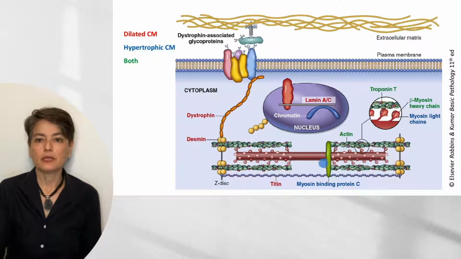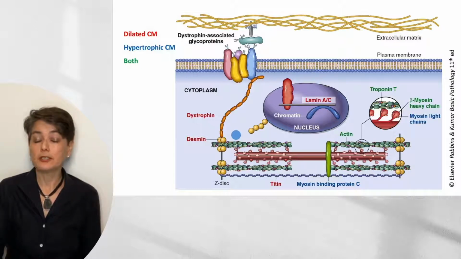Myosin binding protein here. We have our Z discs, and spanning that is the protein titin. Now, in red are the genes that are mutated in dilated cardiomyopathy. So we already talked about dystrophin and desmin, which is an intermediate filament. Lamin A/C and titin are the four that are mutated in dilated cardiomyopathy alone.